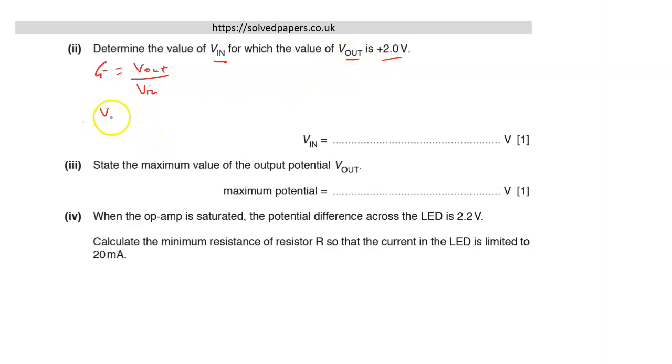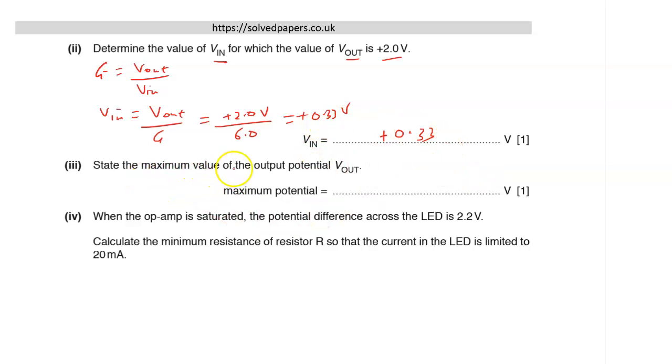So V in is equal to V out over gain, in which case our V out here is plus 2 volts over 6, which is the gain I've calculated up there. When you calculate this, you'll get plus 0.33 volts. So V in will be plus 0.33. Don't forget the plus. It can be either plus or minus the voltage.